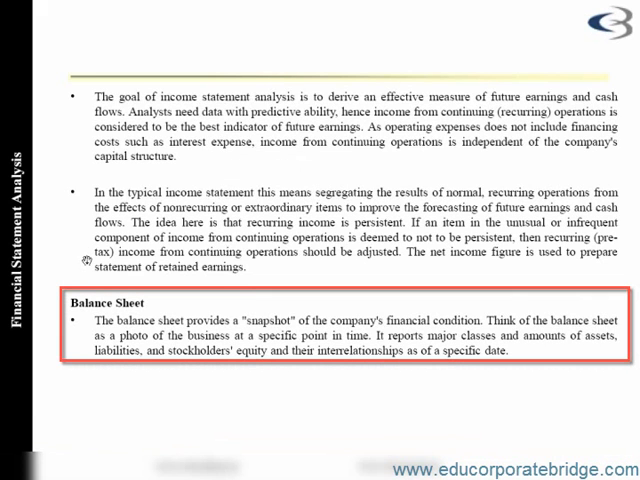Next is balance sheet. So balance sheet provides a snapshot of the company's financial condition, that is how many assets the company owns and what the liabilities of this company are. Assets owned by the company can be plant and machinery, furniture, or some debtors. Debtors are those people from whom I'm supposed to receive money. Liabilities are creditors, those people to whom I'm supposed to pay money, and loans which I'm supposed to repay.